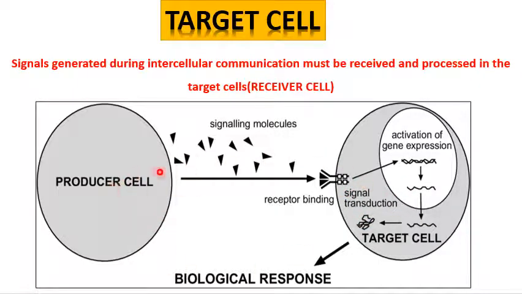The cells producing the signals are called producer cells. Those cells receiving those signals are called target cells. And these producer cells produce chemical signals, which are proteins or other molecules, and which are secreted by the producer cells. These chemical signals, like proteins or any other chemicals, are produced by the producer cell.